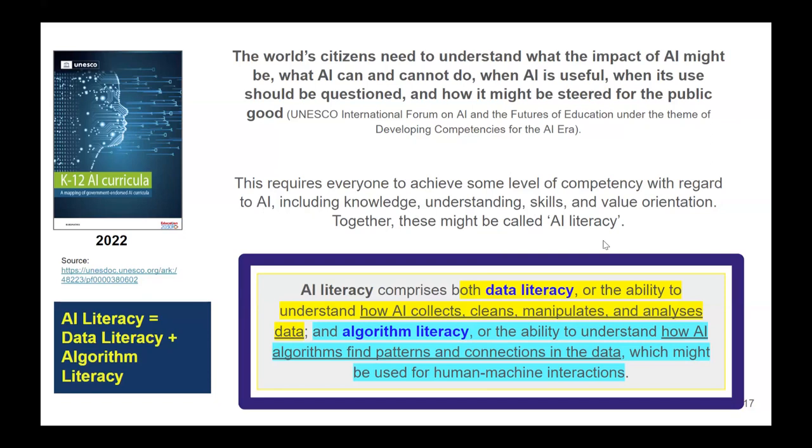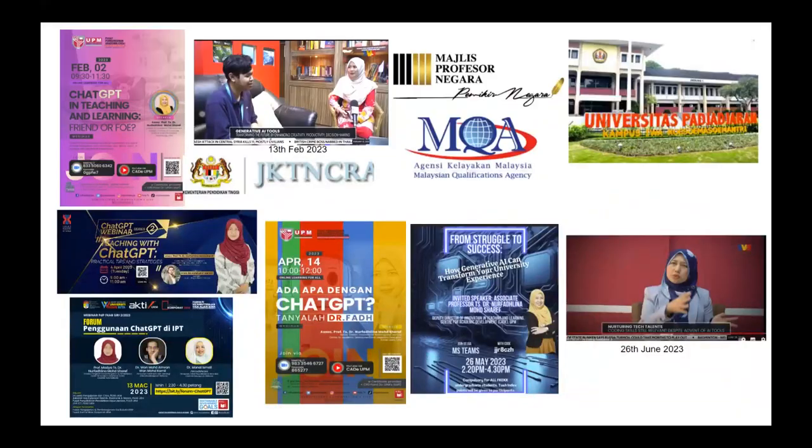And this term, AI literacy, comprises data literacy and algorithm literacy. And imagine, I hope I have enough time to show how ChatGPT can help everybody to start developing their AI models and machine learning models, regardless of their area, not necessarily if they are from the computer science area. And why I show this slide is just to tell that many other institutions are also transforming as well.